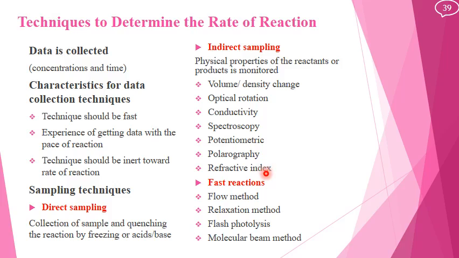A very simple technique is refractive index. We can check the refractive index values of our liquids during the proceeding of reactions. Some chemicals have specific refractive index values. So by using this instrument, the refractometer, we can check what concentration of the reactants is converted into products. So these are the simple techniques, and these are indirect sampling techniques, and these instruments we can use in order to check and collect the data.